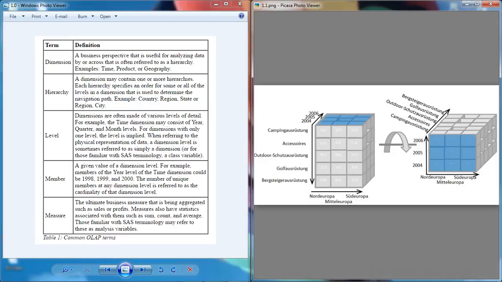OLAP is full of terms and acronyms that are often ill-defined. These are the list, and I will explain them one by one.